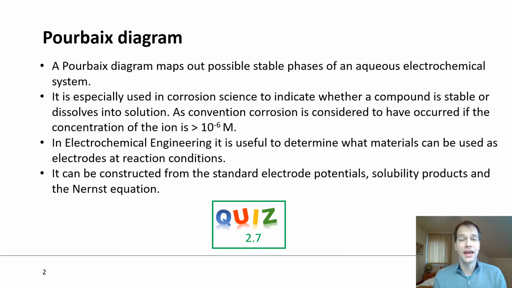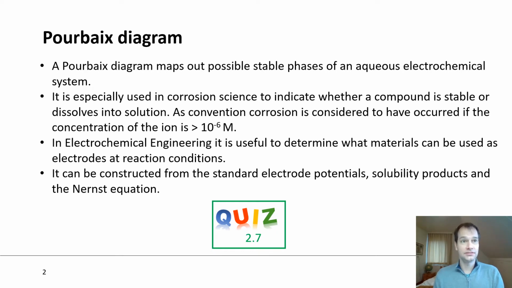Now what does that mean? In practice it is something you can use to see whether, for example, a metal such as iron wants to be metal iron at a certain potential and conditions, or wants to be oxidized to, for example, iron 2 or to iron 3. So for that you can use a Pourbaix diagram. That's why it's used, especially in corrosion science, to indicate whether a compound is stable or dissolves into solution.